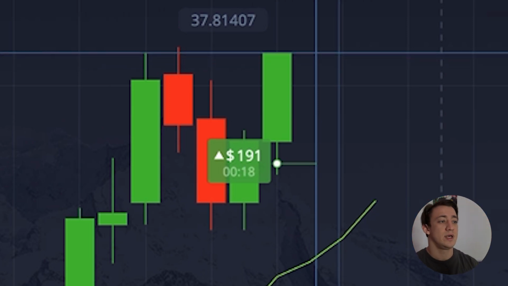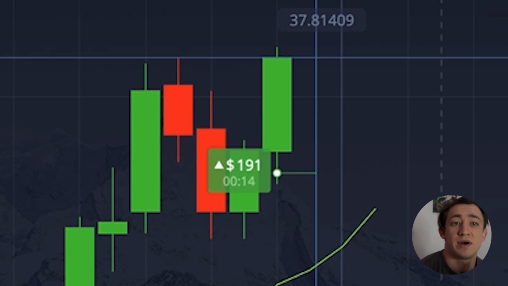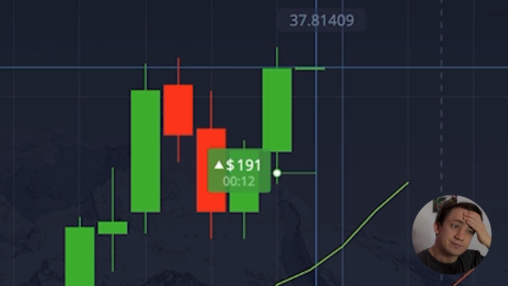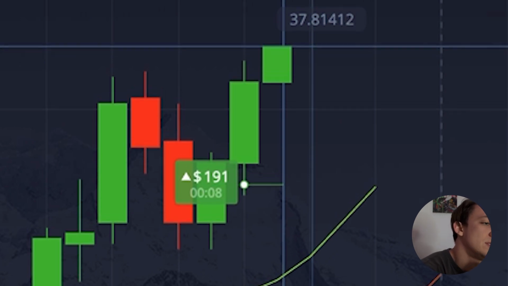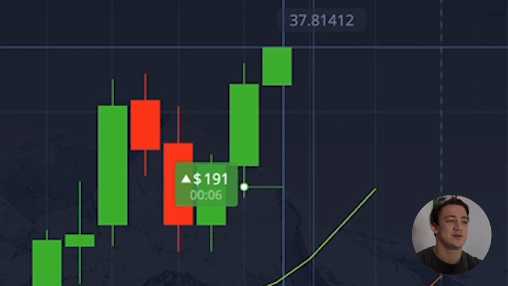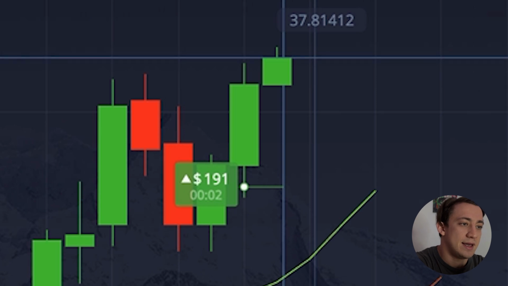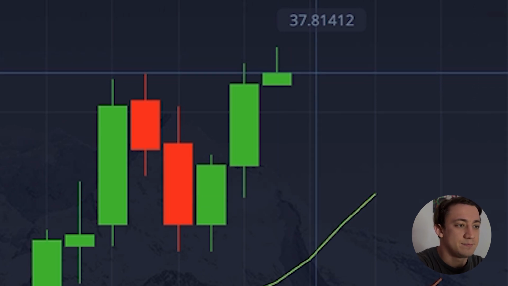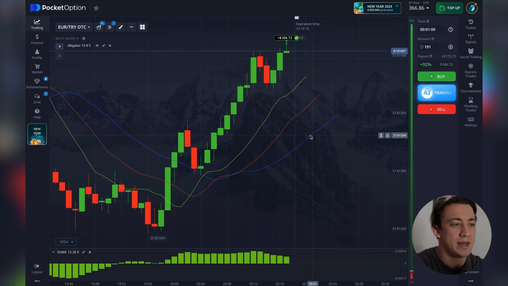So I think that we will exactly get the profit, and we're just waiting for it. As you can see, it's really looking very nice. We got a profit of $366 on my bank account, and it's looking very nice.